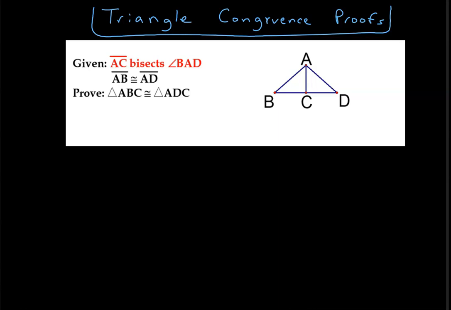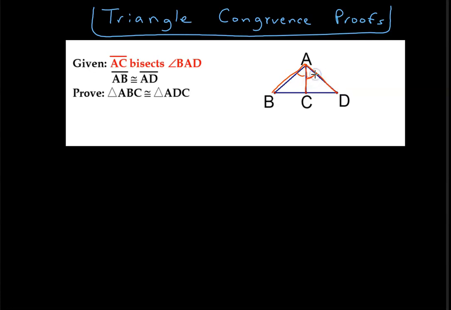Alright, so this video is about triangle congruence proofs. And we're given that AC bisects angle BAD and segment AB is congruent to segment AD. So they told me that AC bisects angle BAD. Alright, by definition of a bisector, these two have to be congruent.